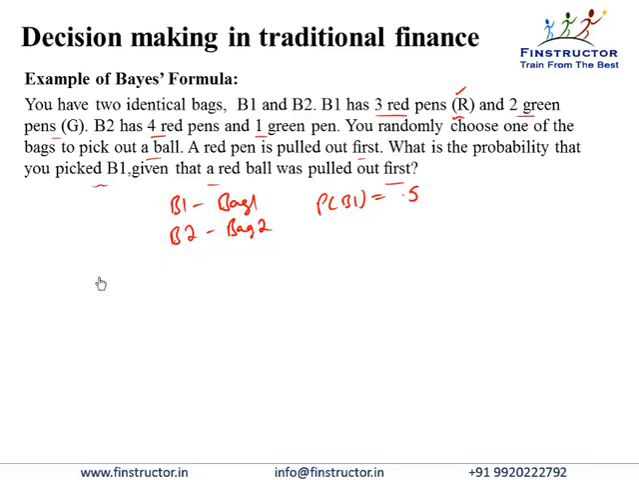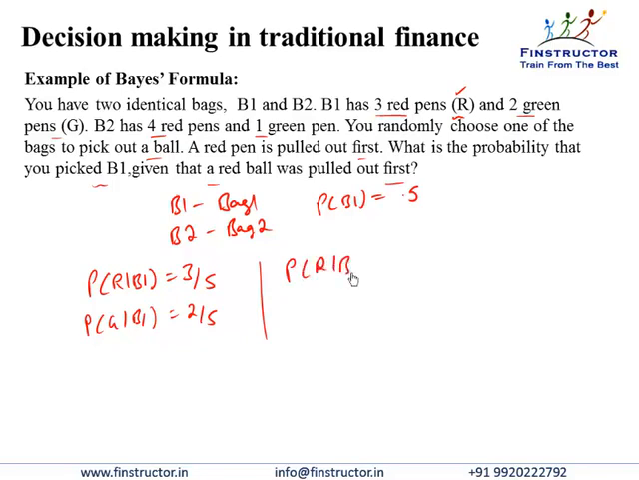So what is further provided is that the probability of a red pen given bag 1 is 3 out of 5, and the probability of a green pen given bag 1 is 2 out of 5, because there are 2 green pens out of a total of 5 pens. Similarly, the probability of picking a red pen given bag 2 is 4 upon 5, and the probability of picking a green pen given that you are in bag 2 is 1 upon 5.